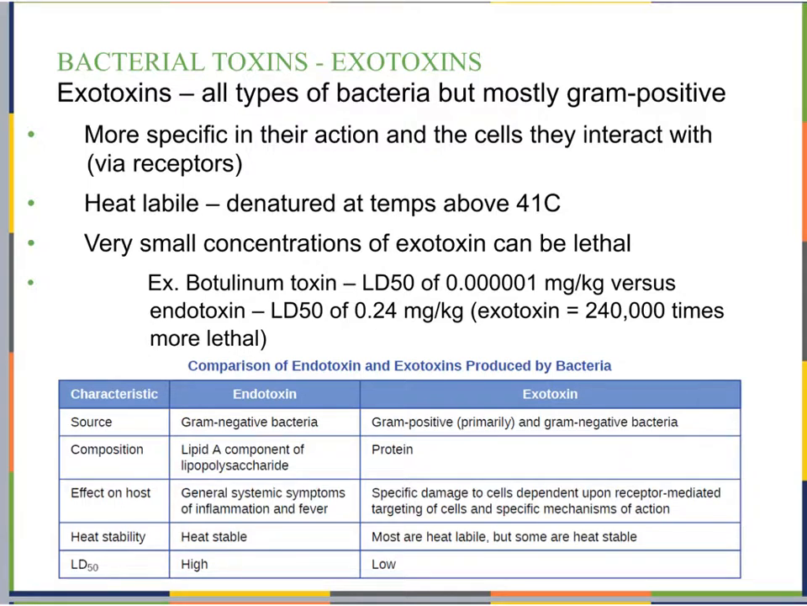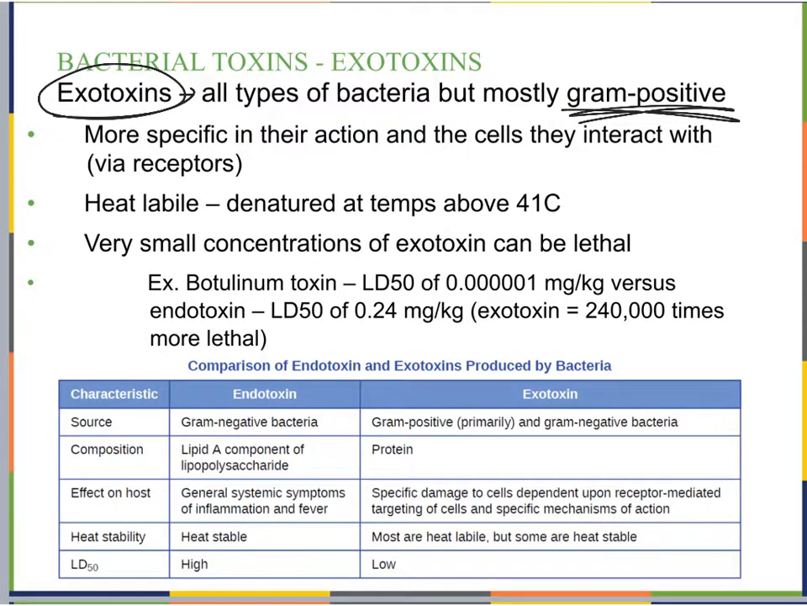Now we're going to be talking about exotoxins. Endotoxins are the ones that are produced within the cell, and then we have our exotoxins. Bacteria produce exotoxins in typically all types of bacteria, but mostly gram-positive. When you think about endotoxin, what you're really talking about is the lipopolysaccharide, that lipid A that we find in gram-negative bacteria. So the endotoxin is in gram-negative bacteria.